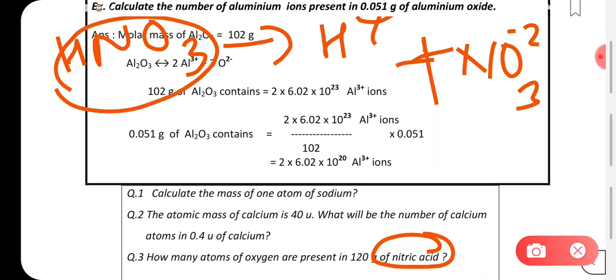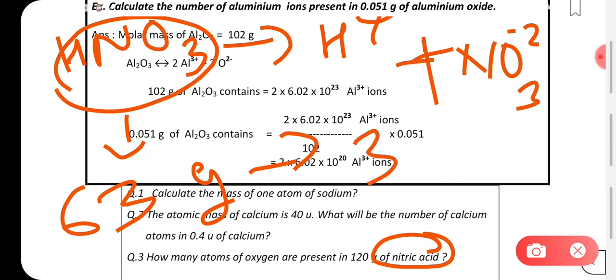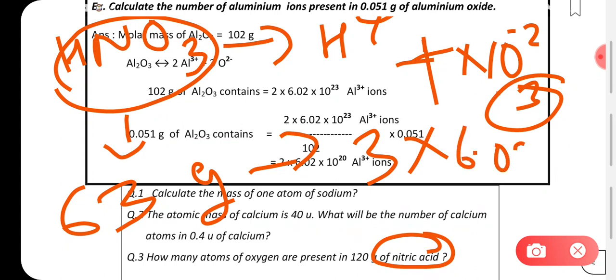If we find the molecular mass of HNO3, it will come to 1 plus nitrogen mass 14 plus, for oxygen it is 16, so 16 into 3, 48. When you calculate, it will come to 63. So 63 grams of HNO3 contains 3 moles of oxygen. You see this number 3 is for oxygen. So 3 moles means it will have how many atoms? It will have 3 into 6.02 into 10 power 23, right? That many atoms will be there.